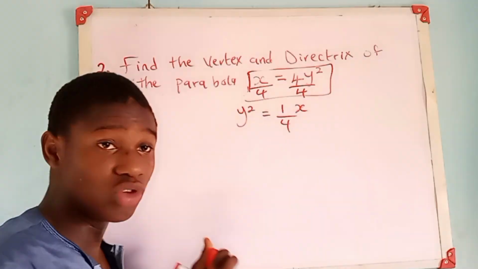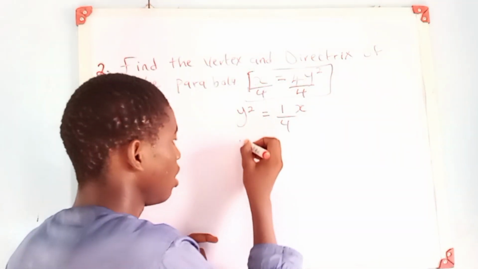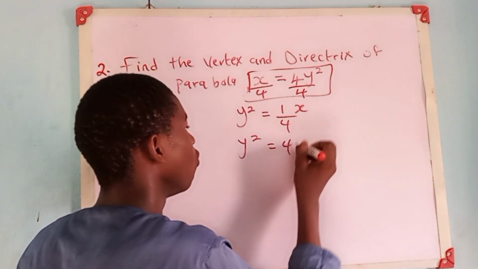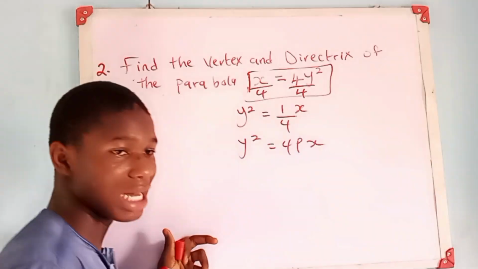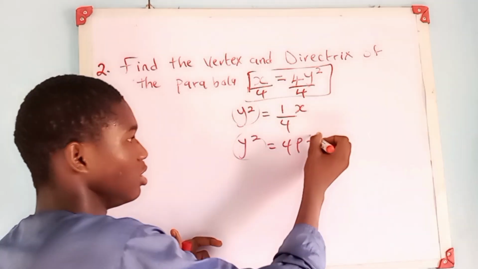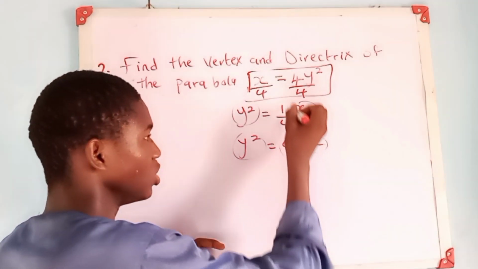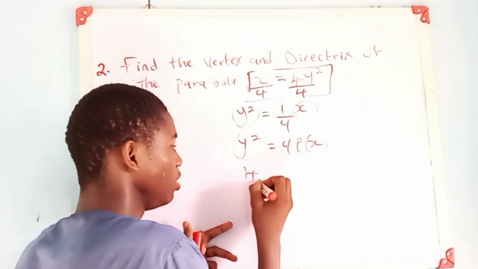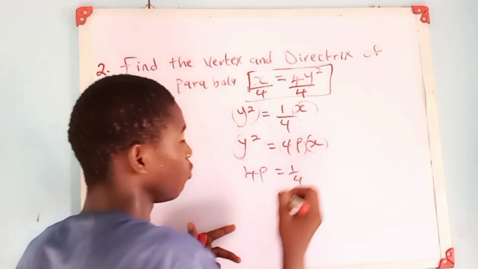Now, which formula is related to this? Our y square is equal to 4px. Now, this is the formula for parabola that is relating to this. This y square is this y square. This x is this x. This 4p is 1 over 4. So, now, 4p is going to be equal to 1 all over 4.